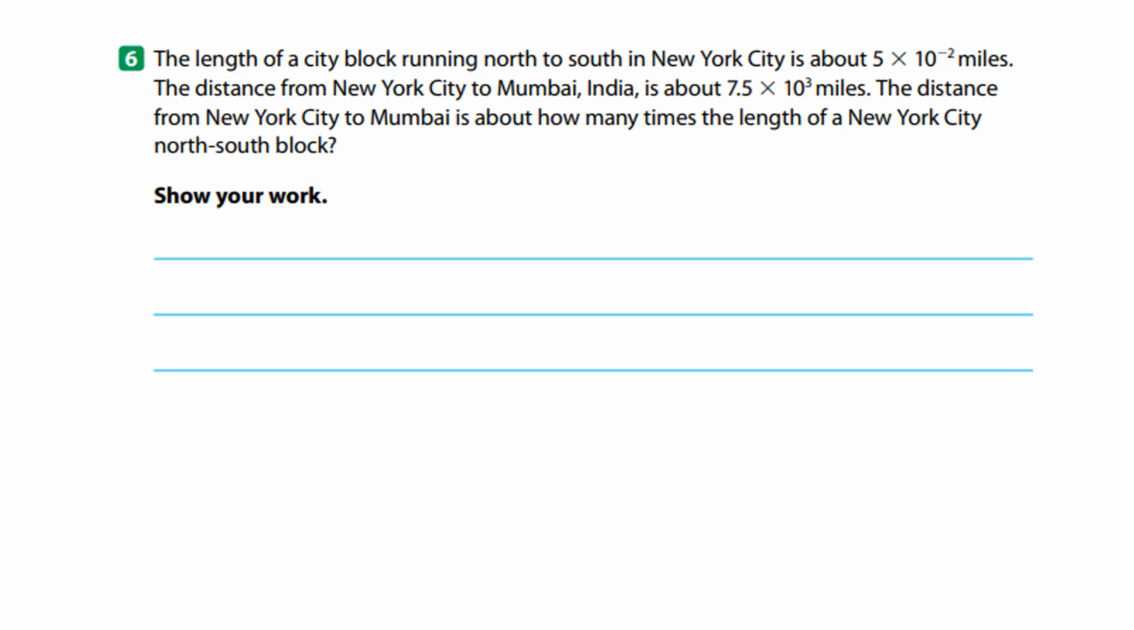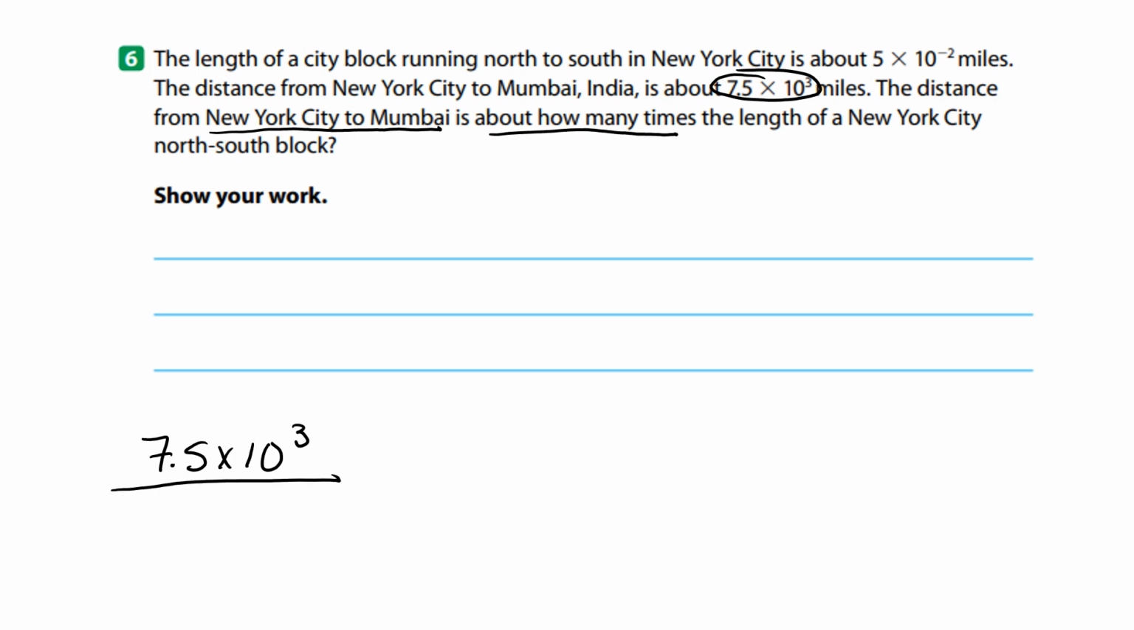Number 6. The length of a city block running north to south in New York City is about 5 times 10 to the -2nd miles. The distance from New York City to Mumbai, India is about 7.5 times 10 to the 3rd miles. The distance from New York City to Mumbai is about how many times the length of the New York City north-south block? So in this problem, we are comparing the New York City to Mumbai distance, which is 7.5 times 10 to the 3rd miles. It's asking us about how many times, which is a division problem, and we're comparing it to the block in New York City, which is 5 times 10 to the -2nd.